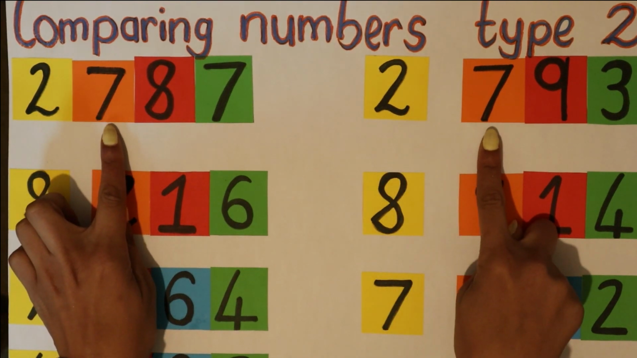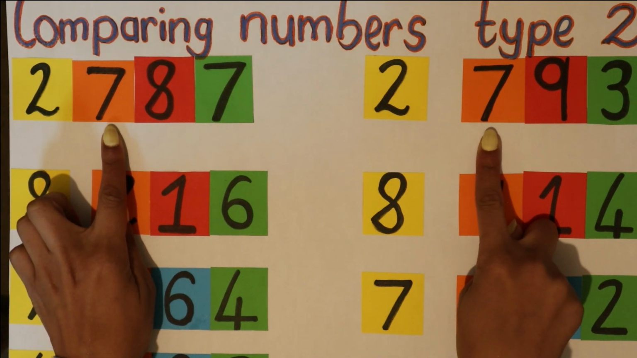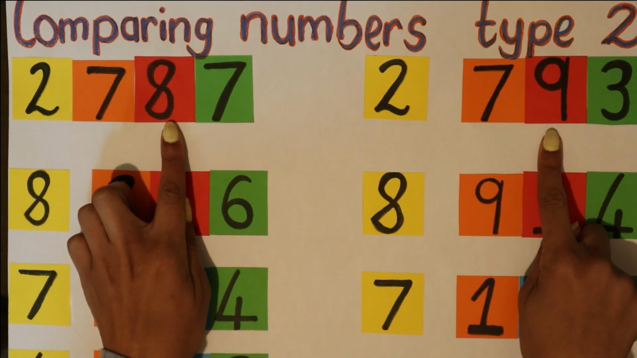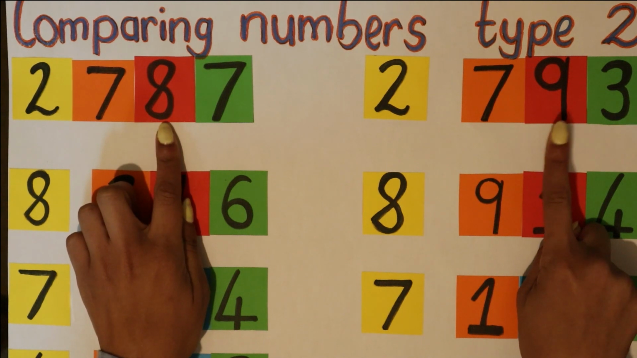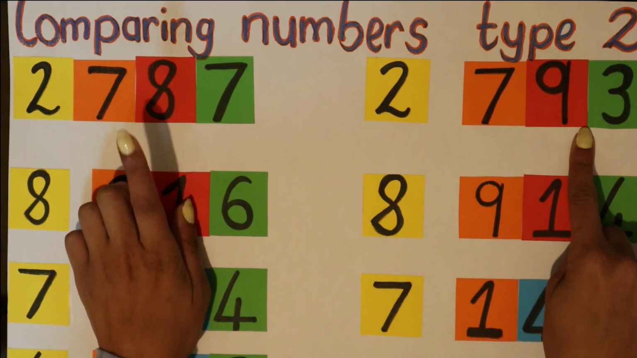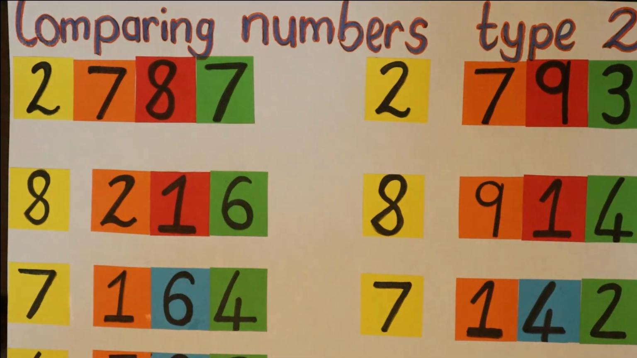7 and 7 in the hundreds. Are they the same or are they different? They are the same. Nothing has changed. So I move on to my right. In the tens, I have an 8 and a 9. Automatically, because the 9 is bigger than the 8, this whole number becomes bigger than this number over here. So it will look like this.